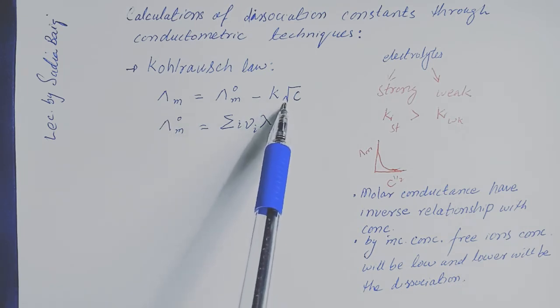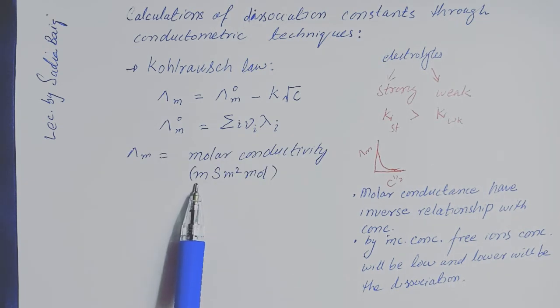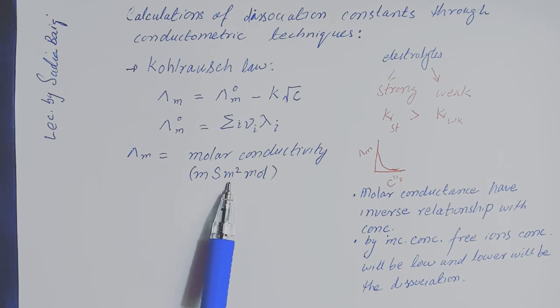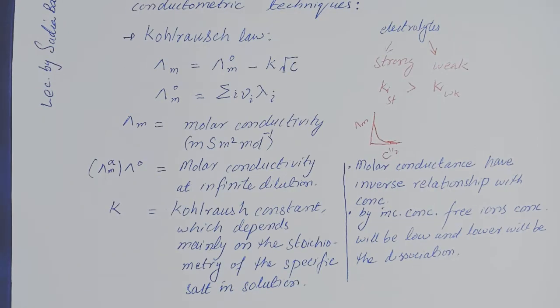So according to this law, the relation between the molar conductivity and the concentration is given by this equation, in which lambda m is the molar conductivity having unit usually millisiemens meter square per mole. Lambda naught is the molar conductivity at infinite dilution. So I'm going to simplify this symbol that I have used in previous discussion. Lambda m infinity is the molar conductivity at infinite dilution. I'm going to use this simplified symbol for this parameter, whereas K is the Kohlrausch constant which depends mainly on the stoichiometry of the specific salt in solution.